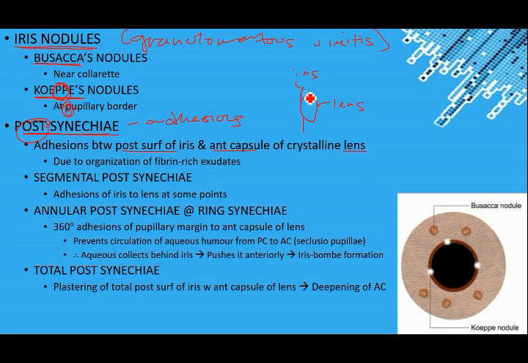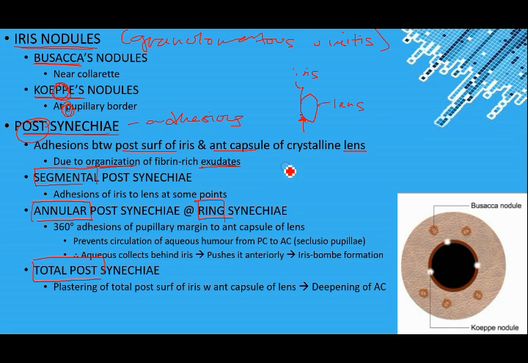Now why do you get this adhesion? It is because of your exudates. They start organizing, causing the adhesion. Now there are three types you need to know: segmental, annular, also known as ring synechiae, and total posterior synechiae.